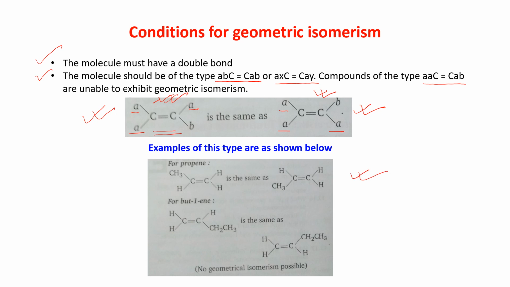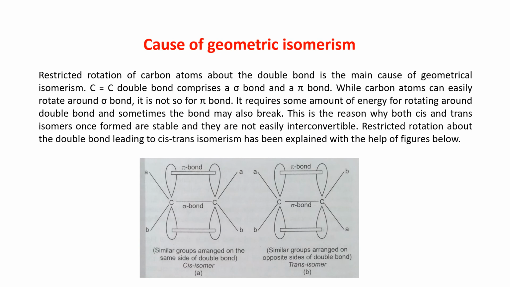Just take the example of propene. In propene, we have hydrogen atoms in 3 places. Now, we can write it in this form, or we can write it in this way also. So, in both the forms, a hydrogen atom is coming in 3 places. So, this is the first form and the second form. These two are the same. So, this will not show geometric isomerism. Am I clear?